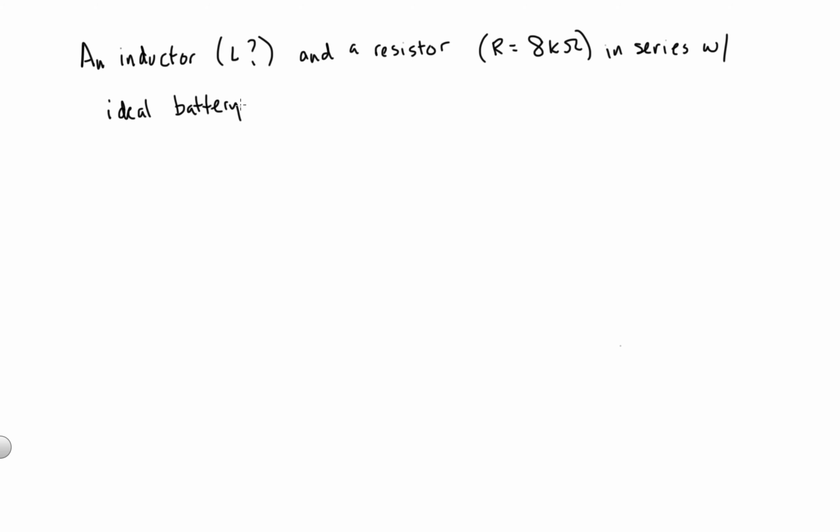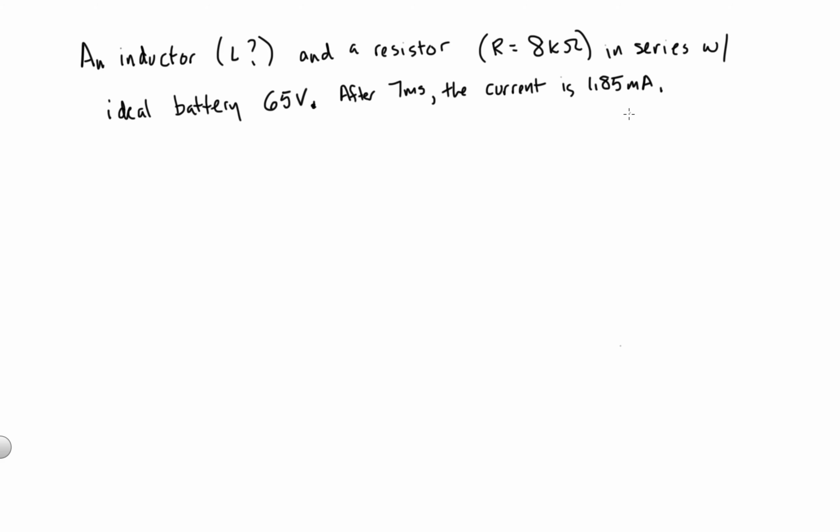So the battery has no internal resistance and is 65 volts. That is our circuit. And after 7 milliseconds, so we have a timestamp here, the current is 1.85 milliamps.